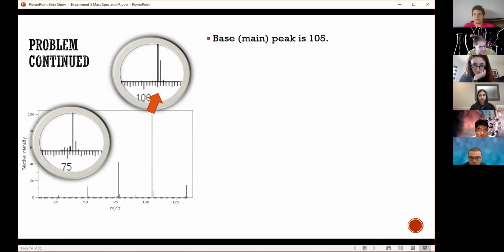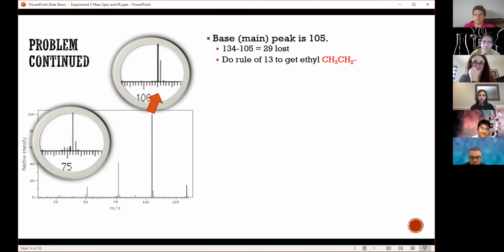Let's look at the base peak, again your tallest peak, at 105. Where do we get that? Well, first I want to ask how do you get to 105? I don't want to talk about what 105 is yet. You can, but I want to start with how we get there. Well, 134 minus 105, so our parent peak minus our base peak, means we had to lose a fragment that weighed 29. We do the rule of 13 on 29, and you get C2H5, which is an ethyl. That could be a pretty common group, right? CH2CH3. So probably to get from the parent peak to the base peak, we lost an ethyl group.